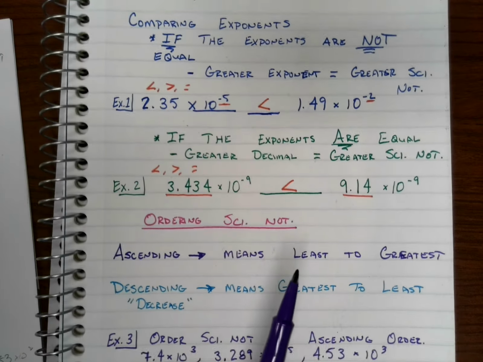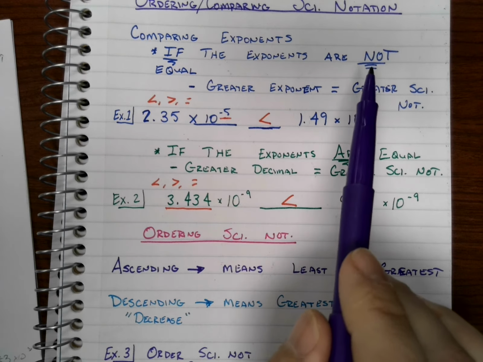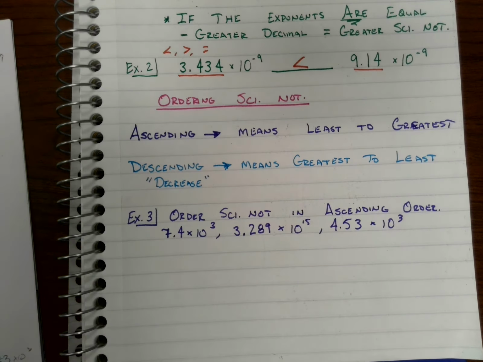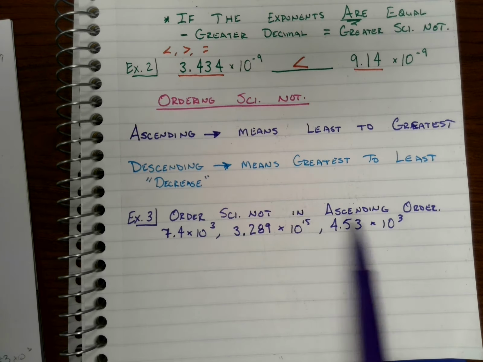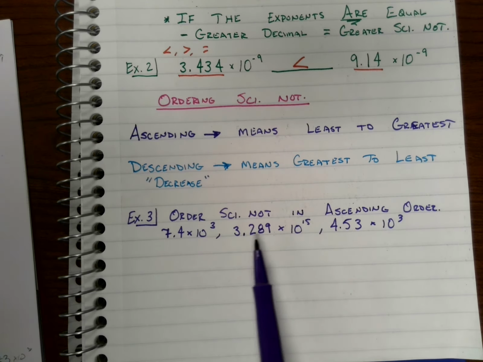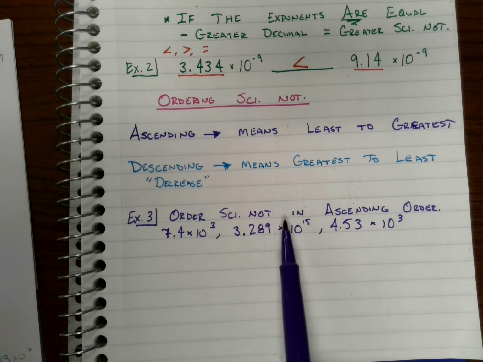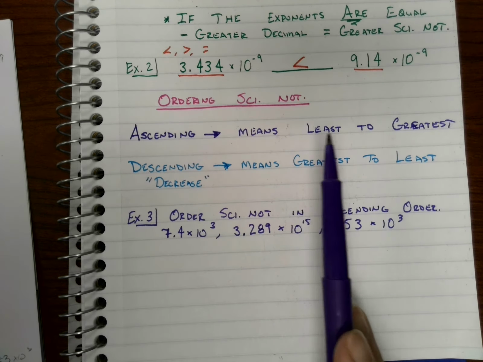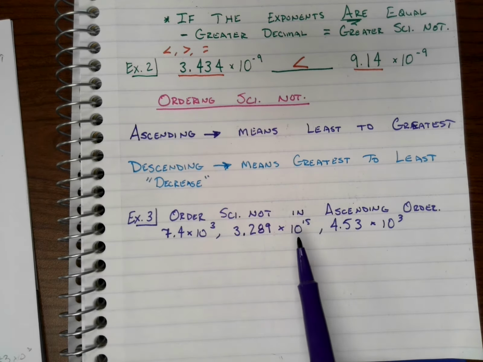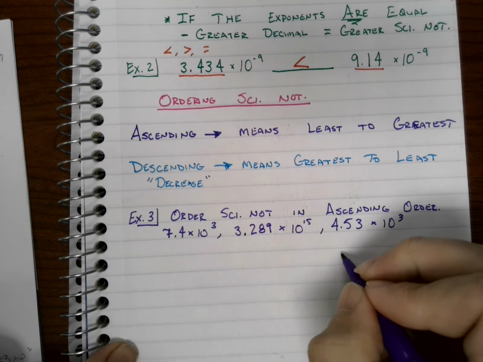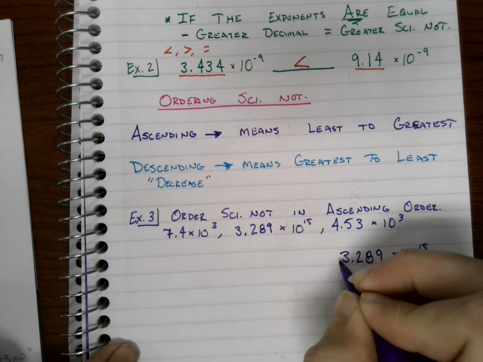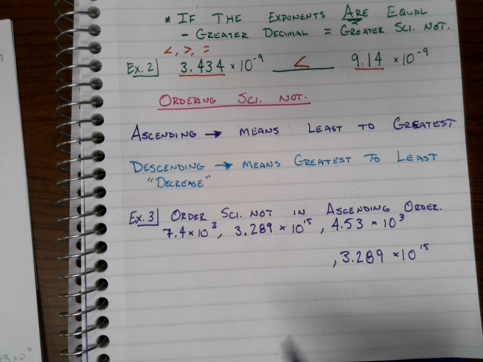Remember our rules. First, we're going to look at the exponents if they're not equal. Well, we have a 3, a 15, and a 3. Two of them are equal. One of them is not, okay? I know this number right here is largest because it has the greater exponent. And we're looking for ascending, which means we're going from least to greatest. So this number is definitely going to be last because it's the largest. So I'll go ahead and put that out here. 3.289 times 10 to the 15th. That's last. It's the largest. I know that because I looked at my exponent.